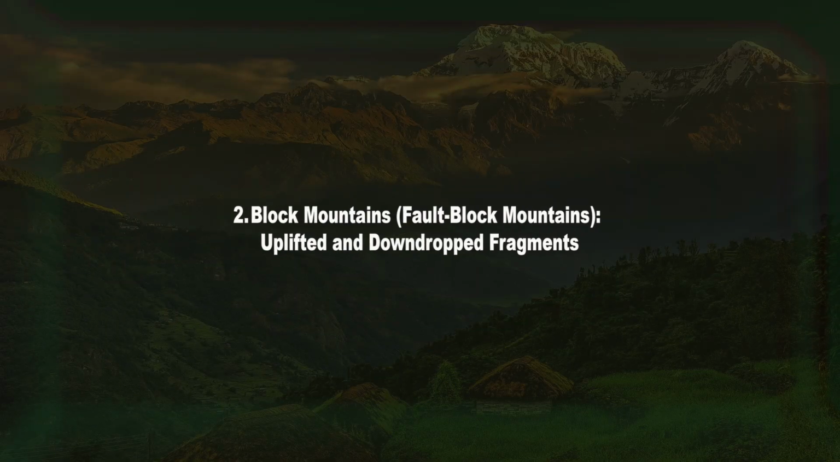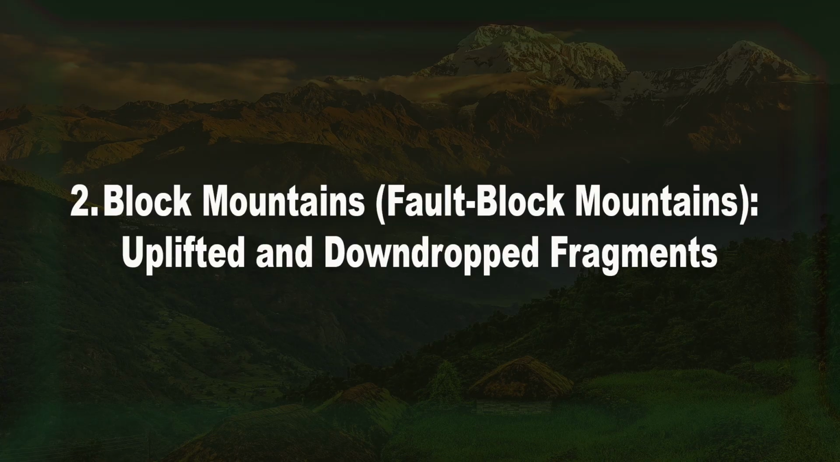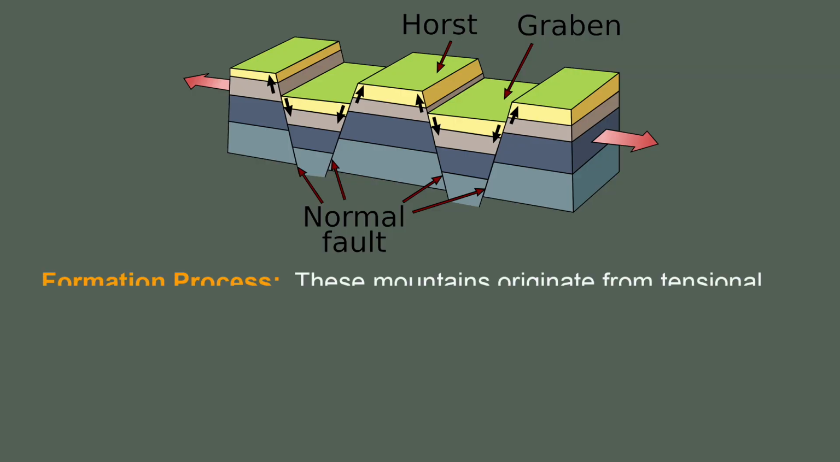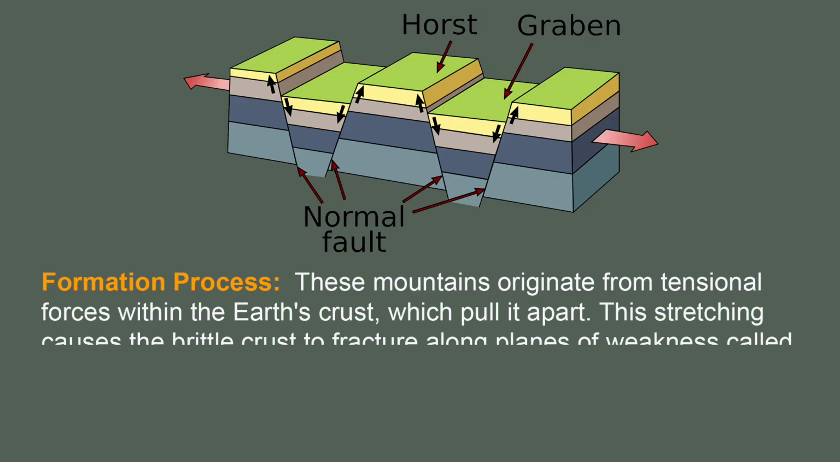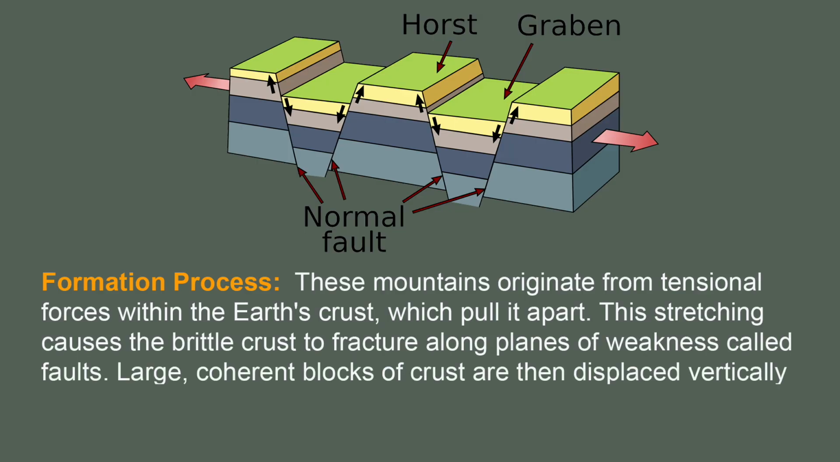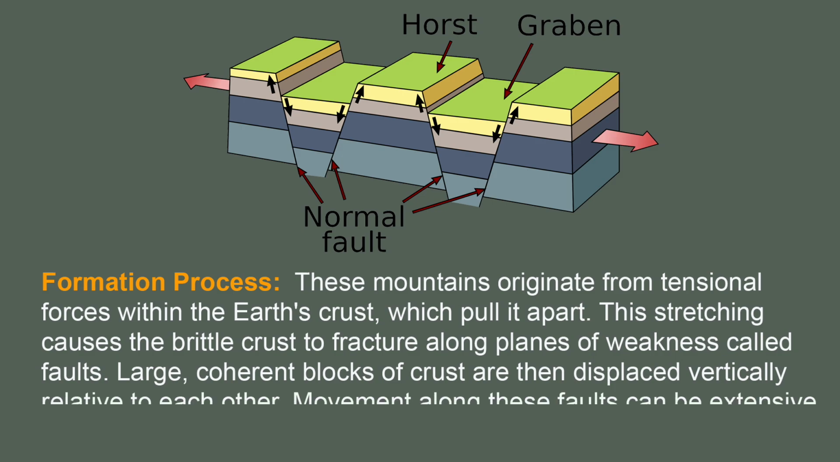Now let's talk about the next type of mountains, the block mountains, fault block mountains. These are uplifted and down-dropped fragments. Let's understand the formation. These mountains originate from tensional forces within the Earth's crust which pull apart. This stretching causes the brittle crust to fracture along planes of weakness called faults. Large coherent blocks of crust are then displaced vertically relative to each other. Movement along these faults can be extensive.